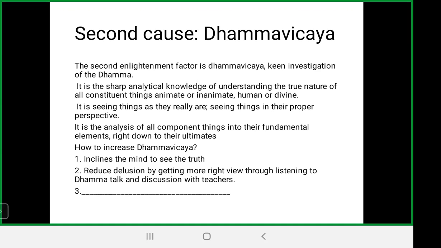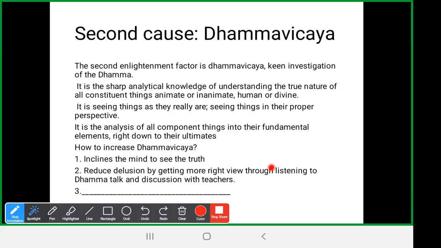Now, how to increase Dhamma Vijaya? First one, incline the mind to see the truth. That's very important. Always try to put the mind into the truth. What is the truth? For example, the Four Noble Truths or anicca, dukkha, anatta. It's very important because Dhamma Vijaya itself, to put it very simply, means panya. It's wisdom. If you remember this as wisdom, then you understand why you need to incline the mind to see the truth. And you reduce the delusion, because delusion is the opposite way.